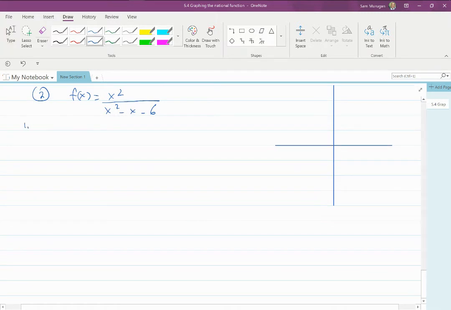Step 1, factor. So f of x is equal to x squared over x plus 2, x minus 3. So the domain, all x cannot equal -2 or positive 3. Already in lowest terms.